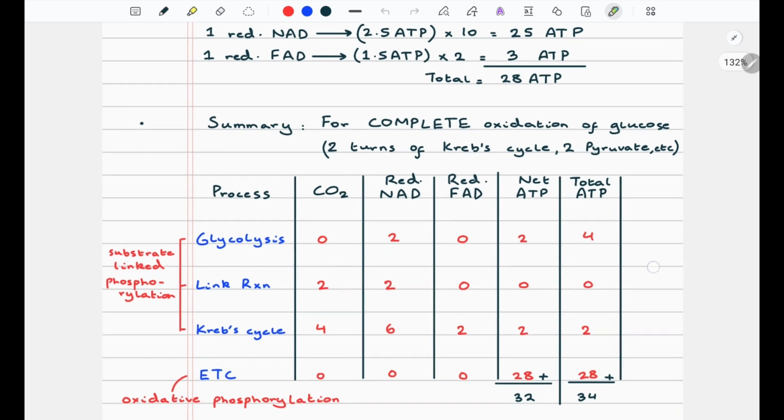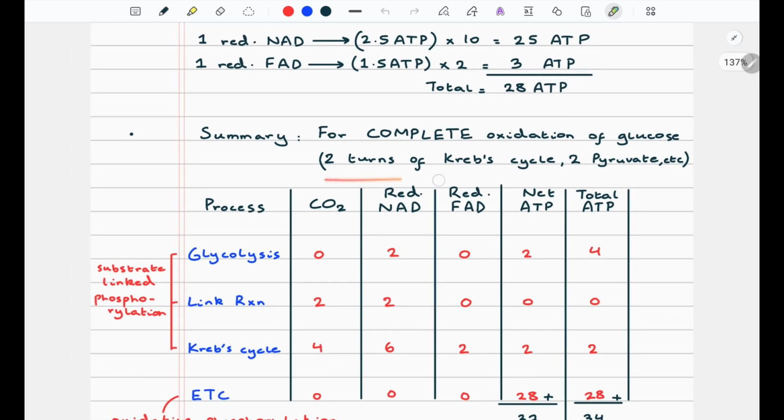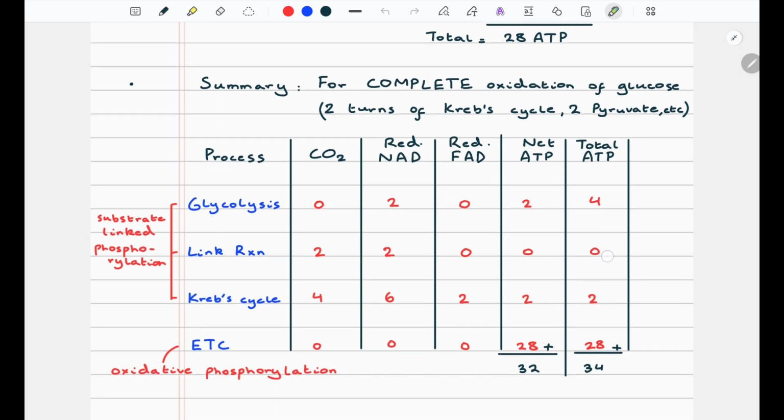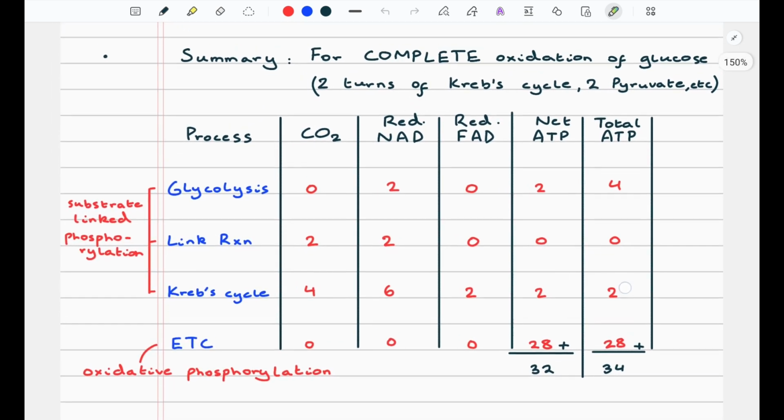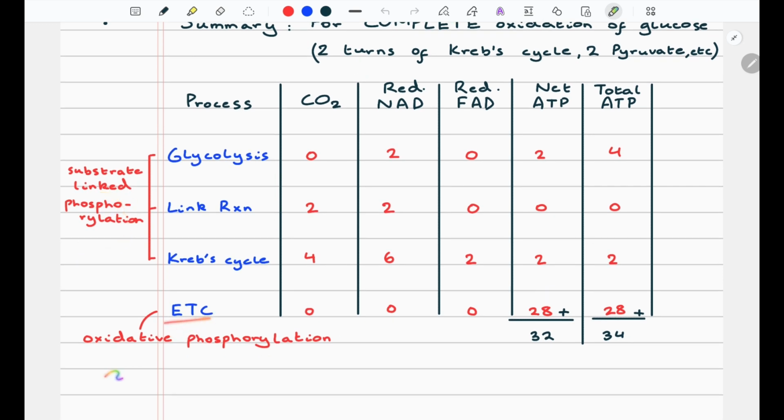So for the summary, I've got a summary table here, which is pretty cool, I guess. For complete oxidation of glucose, this summary table is formed. Complete oxidation, I just want to make sure of this fact, basically means 2 turns of the Krebs cycle, which means 2 pyruvates are used, not 1 pyruvate or 1 turn of the Krebs cycle. So glycolysis, link reaction, and Krebs cycle: the ATP produced from these processes is known as substrate linked phosphorylation, and from ETC it is called oxidative phosphorylation. It is also an important fact.